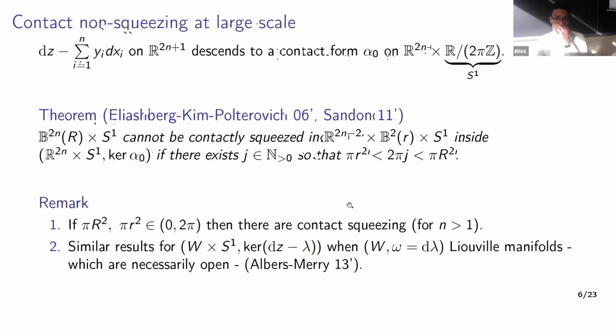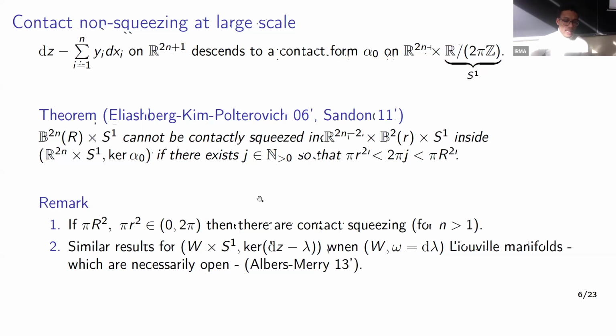And this multiple of 2 pi that separates pi little r squared and pi big R squared is important here, because Eliashberg, Kim, and Polterovich also show that if the pi R squared are less than 2 pi, then you can contactly squeeze the ball inside the cylinder when n is large enough. We will see similar results, and this 2 pi corresponds to the period of the Reeb flow. I didn't mention the Reeb flow yet, but we will see it very soon. This is a geometric way of thinking about this 2 pi.